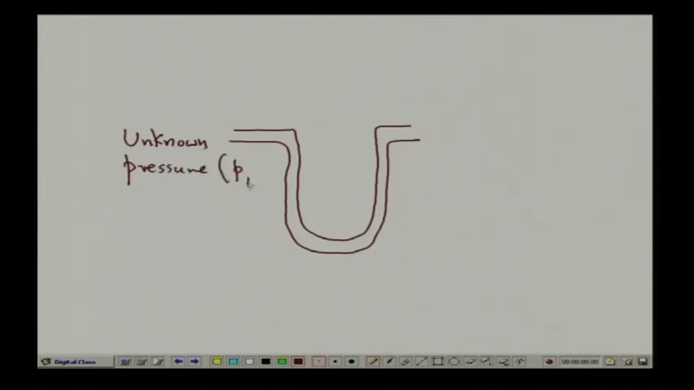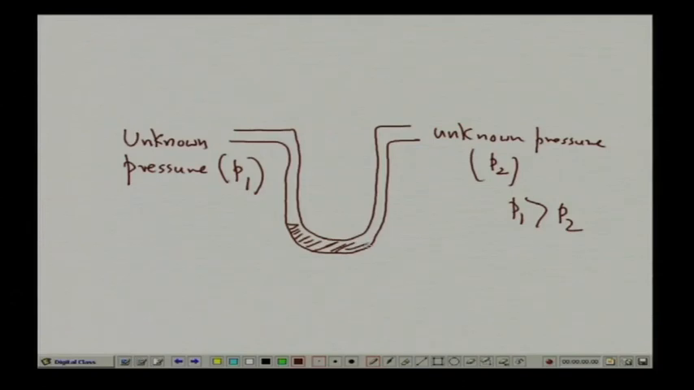This is P 1, this is the unknown pressure also, P 2 I should say, this is P 1. So, actually the liquid, if P 1 is higher than P 2, what will happen? There is a height of difference, so it will come like this, right. So, this height, starting from this point, is h.